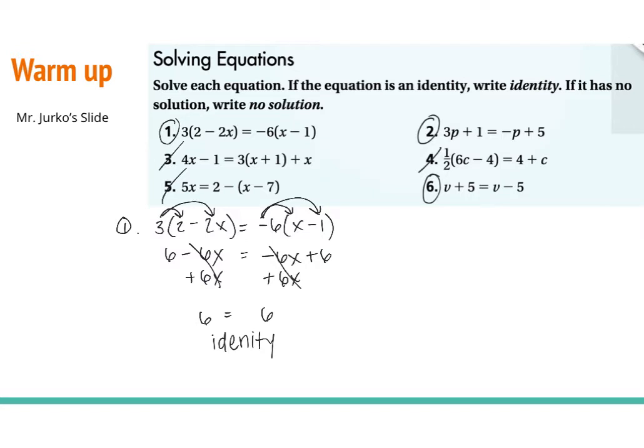How many solutions does an identity have? Ray said one or infinitely many. It's infinitely many, okay? Because 6 equals 6, how many times? All the time, right? If you ever get something that's 6 equals 6, 7 equals 7, 9 equals 9, -2 equals -2, it doesn't matter what you plug in for x, it will always be a solution. So 6 will always be equal to 6. That's why there's infinitely many solutions.